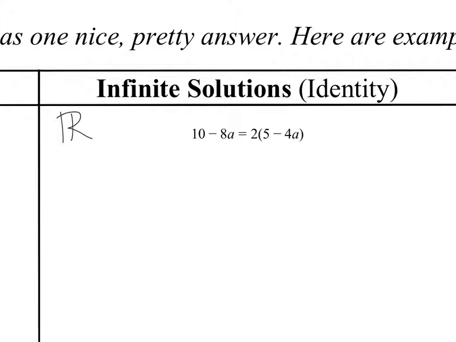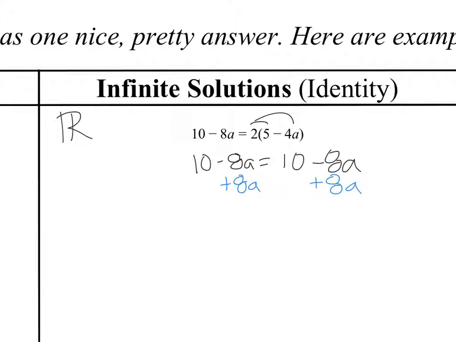So what you do is you still do the same procedure. So you're going to do 10 minus 8a. Now I'm going to use the distributive property. So I have 10 minus 8a. So what I want to do is I want to get my a's on one side. So I'm going to add 8a to this side and then add 8a to that side. So what happens is the left hand side you're going to be left with 10, and the right hand side you're going to be left with 10, and the variable dropped out.